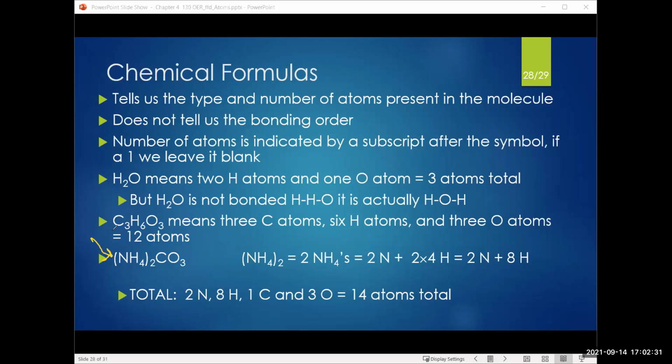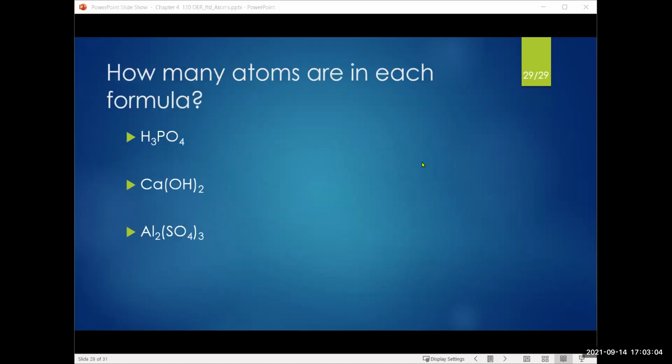Now, why do we want to know this? We're going to eventually be able to look at a formula and break it down into the percent composition of each element. So we'll be able to calculate what percentage nitrogen is, what percentage hydrogen is, what percentage carbon, et cetera. But to do that correctly, we have to identify how many of each atom we have in that formula. By the way, that formula is called ammonium carbonate. I was going to introduce you to some names.